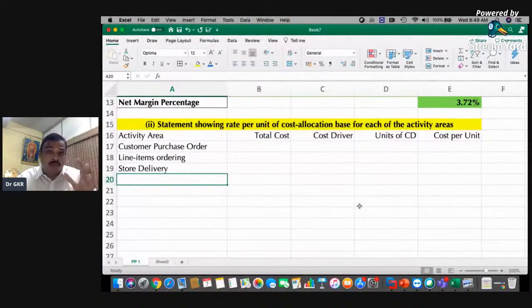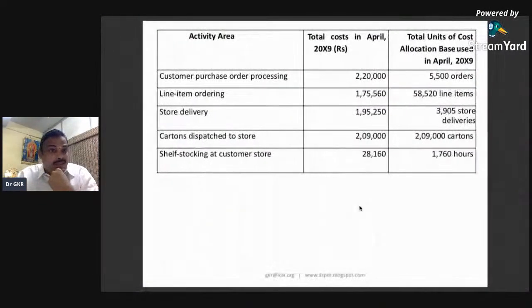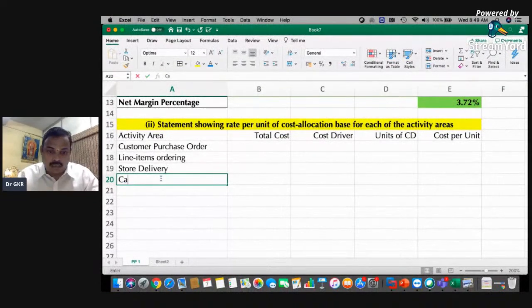And don't try to see this as arithmetic. See this as a practically applicable process. From that process, you are pulling this out. So store delivery, cartons dispatched. Cartons dispatched.